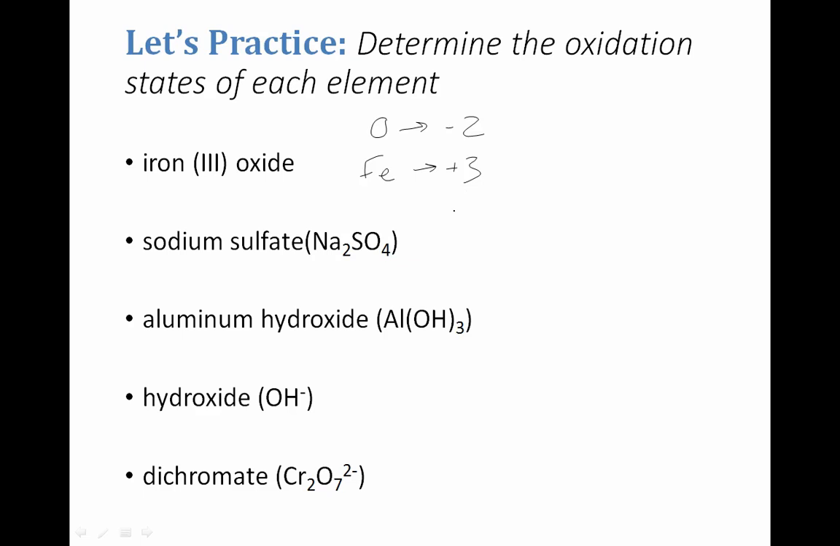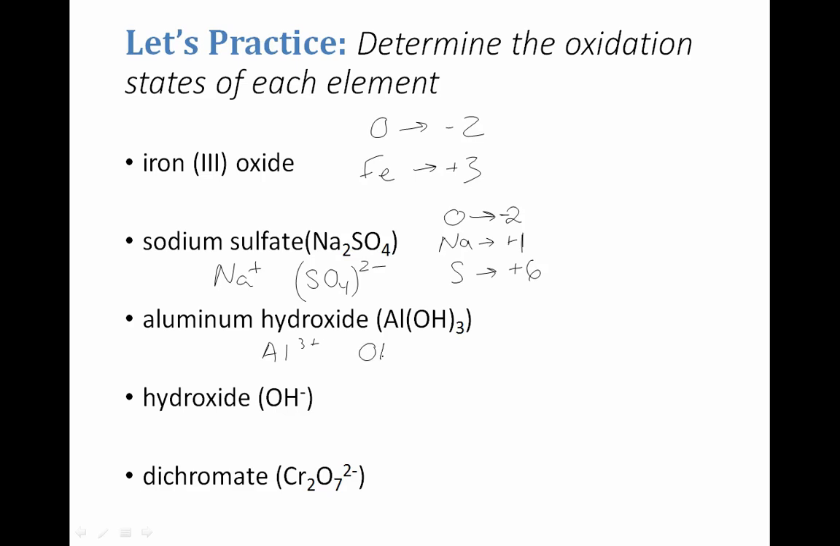Alright, so this one's kind of fun. Oxygen's the one that's known right off the bat. Negative 2. This is where you don't forget your common sense. Sodium sulfate, what does that break down into? Na plus and sulfate 2 minus. So that means your sulfur and your oxygen have to add together to give you your 2 minus, and that means your sodium is known right off the bat as plus 1. So what does that leave your sulfur being? Plus 6.